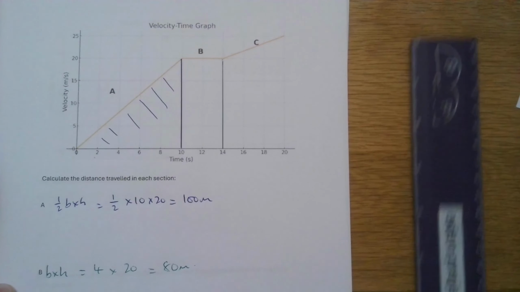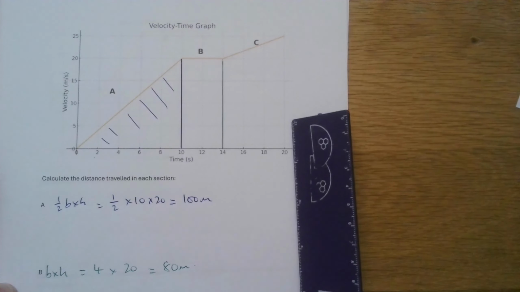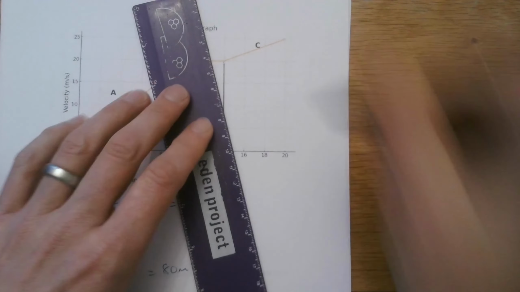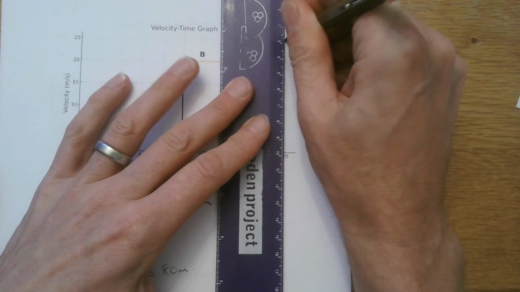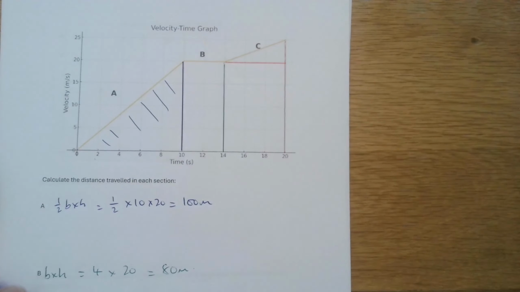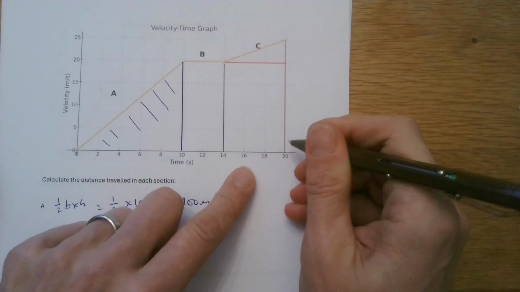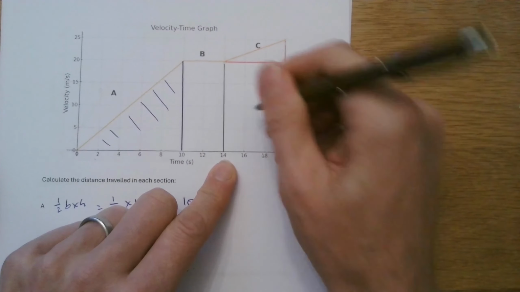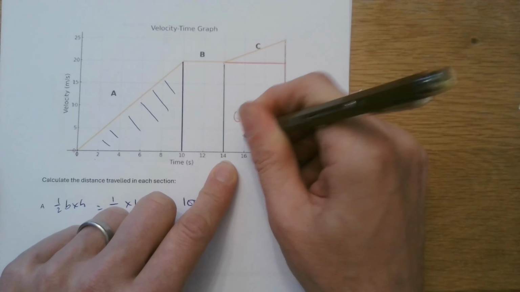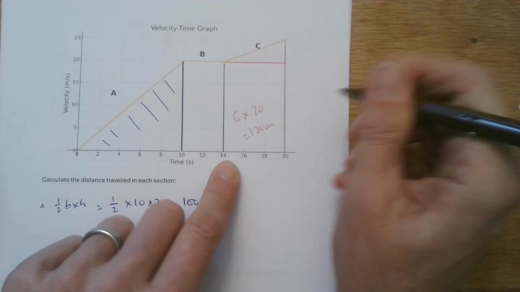Now for region C, we've got a slightly awkward shape here. You can actually use the trapezium rule if that's something you're comfortable with, but to be perfectly honest, I think we'll break it down into a rectangle and a triangle. So we've got those shapes there. If we do the rectangle first, that's a nice easy bit. Again, it's our base, which is 6, times a height, which is 20. So this little bit here will be 120 meters.